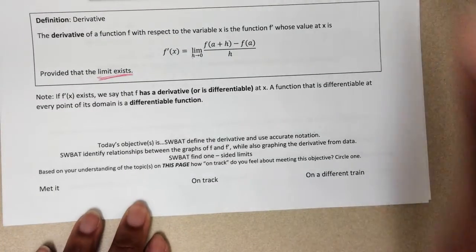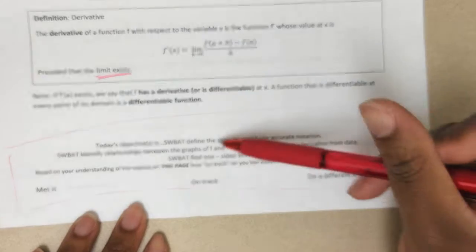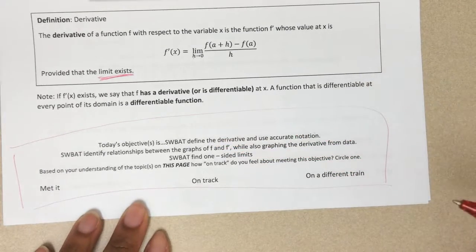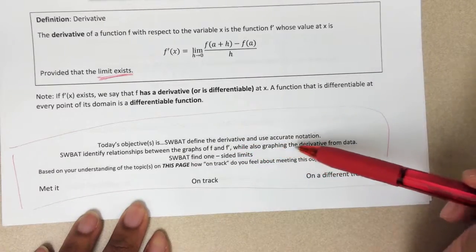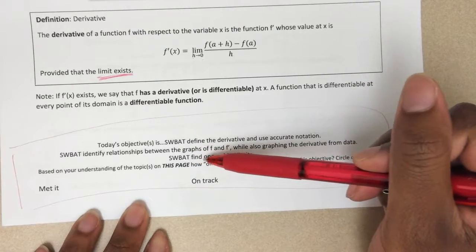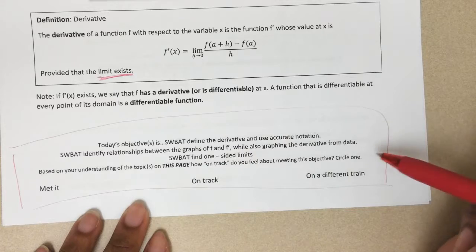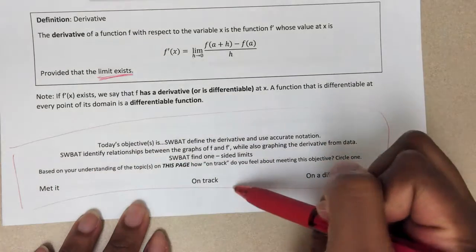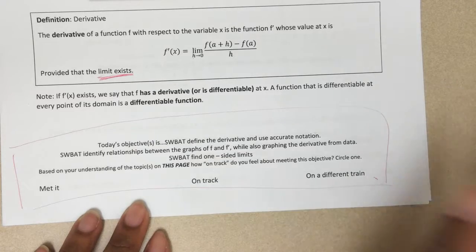At the bottom of each page in this note sheet, you will see this little check-in. The objective of the notes is that you'll be able to define derivative and use accurate notation, identify relationships between graphs of f and f prime, graph derivatives from data, and find one-sided limits. As you go through these notes, at the bottom of each page you will circle either met it, on track, or on a different train for each topic on the page. Moving on to page 2.